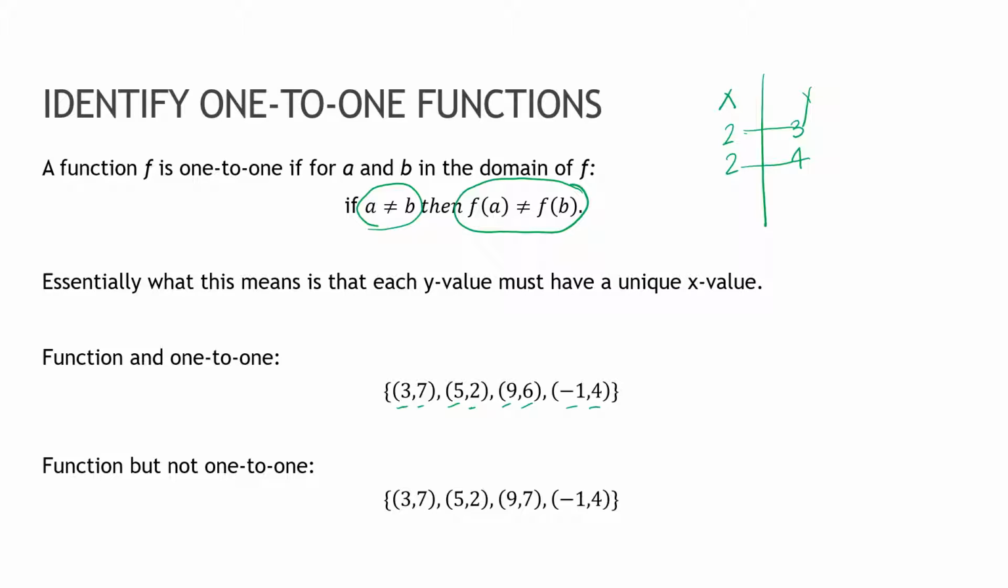My second example, all of my x values are different, but if you'll notice, 7 occurred when I plugged in 3, which means if I found f of 3, I got 7, and if I found f of 9, I got 7. This definition says if a does not equal b, so 3 does not equal 9, then their outputs cannot equal one another, and we can see that this does not fit that description, and therefore this is not one-to-one, since their outputs do equal one another.